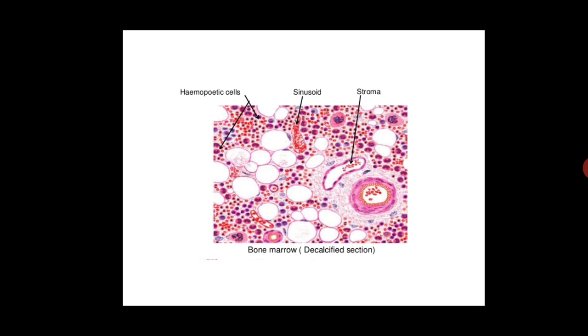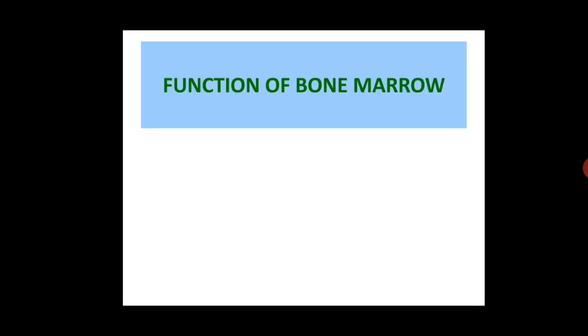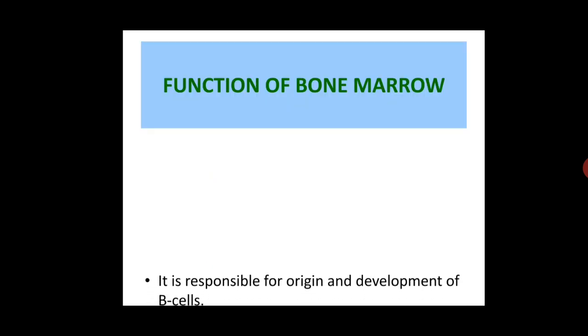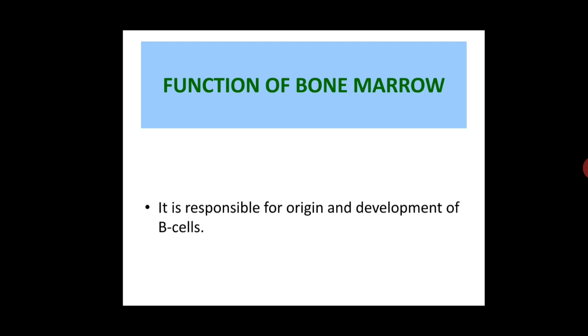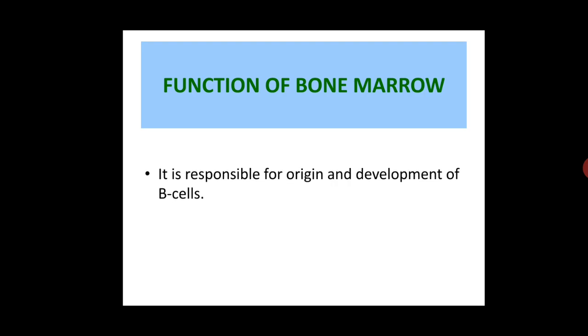They are responsible for B cell proliferation and differentiation within the bone marrow. Stromal cells present within the bone marrow interact directly with the B cells and secrete some cytokines responsible for B cell development. Function of bone marrow is origin and development of B cells.